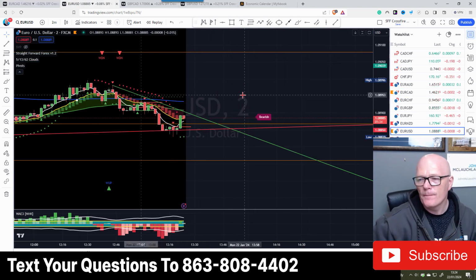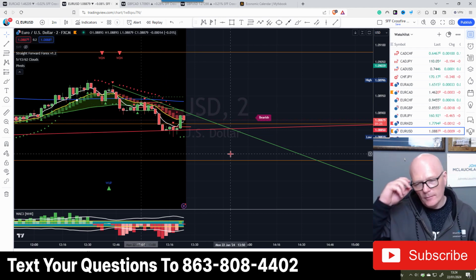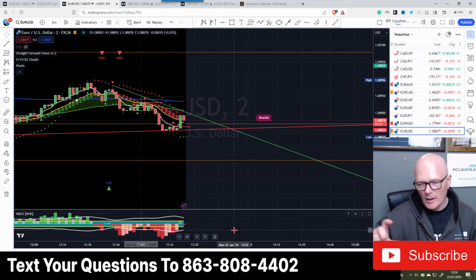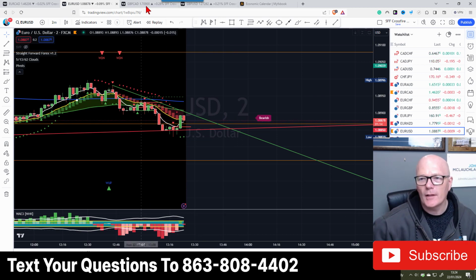Euro USD, same thing. Middle of this falling, well, we'll just call it a wedge, in between the two trend lines. It's not doing anything. And if you look at the WADR, it's in the dead zone. Histogram is just giving us scraps off the floor. So you can't make anything of it. Just stay out of it.